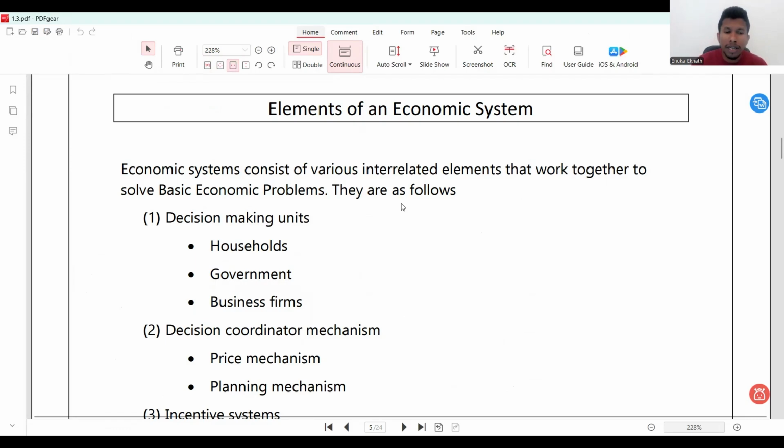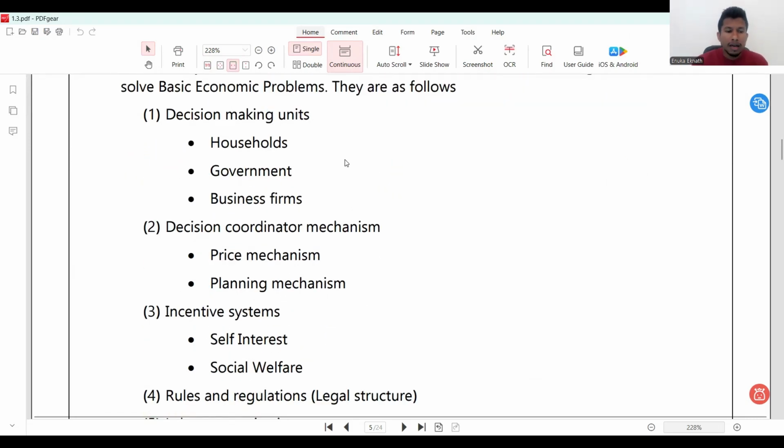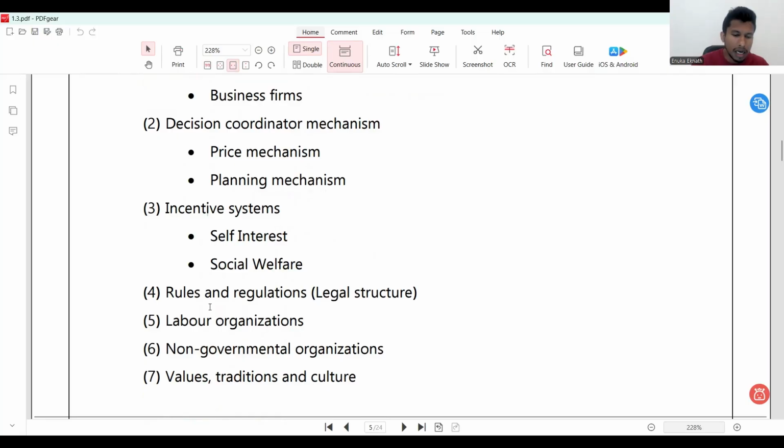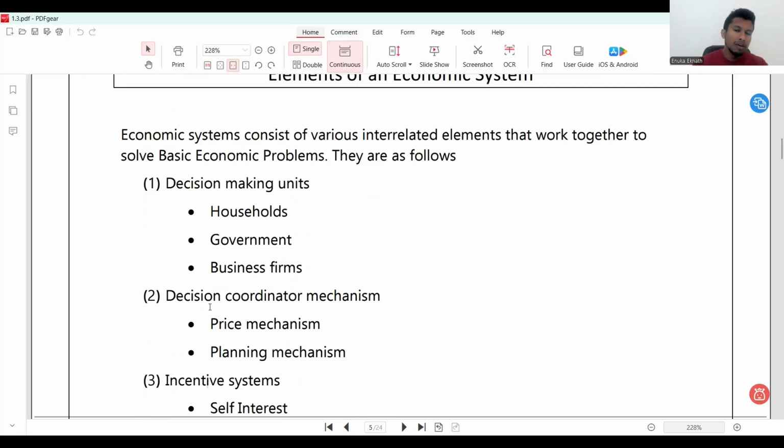Under the elements of an economic system, we get these elements: decision-making units, decision coordinating mechanism, incentive system, rules and regulations, labor organizations, non-governmental organizations, and finally values, traditions, and culture. This question is related to the decision-making units in an economic system. In the note, I have very clearly mentioned that these are the main decision-making units: households, government, and the business firm. So come back to the question.